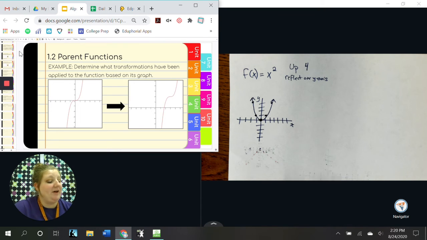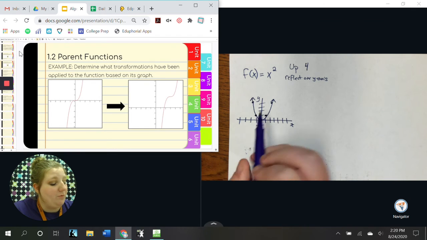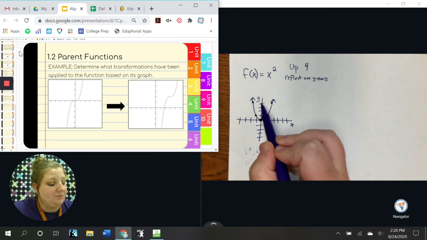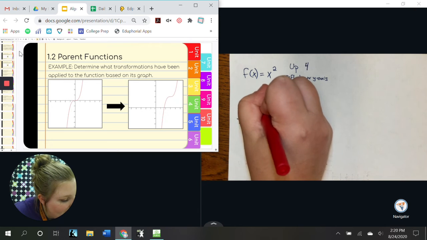All right, so when we move up 4, if we start with our point here in the middle, we're going to move this point up 4 spots. So 1, 2, 3, 4. That puts us, let me get a different color, that would be too hard to see. So that puts us right here.